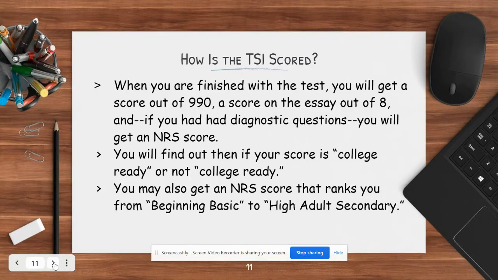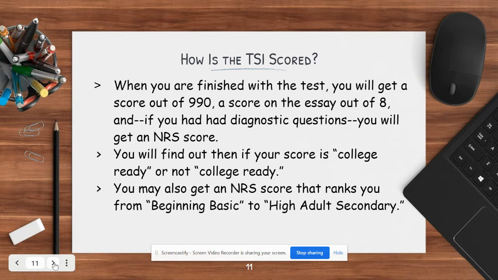Before we go through those scenarios, I want to talk about how it's scored. The new way that the TSI is scored is a score out of 990 for the multiple choice and a score of 8 for the essay. The essay scoring has not changed from the old TSI. If the student had the diagnostic questions, they'll also get an NRS score.